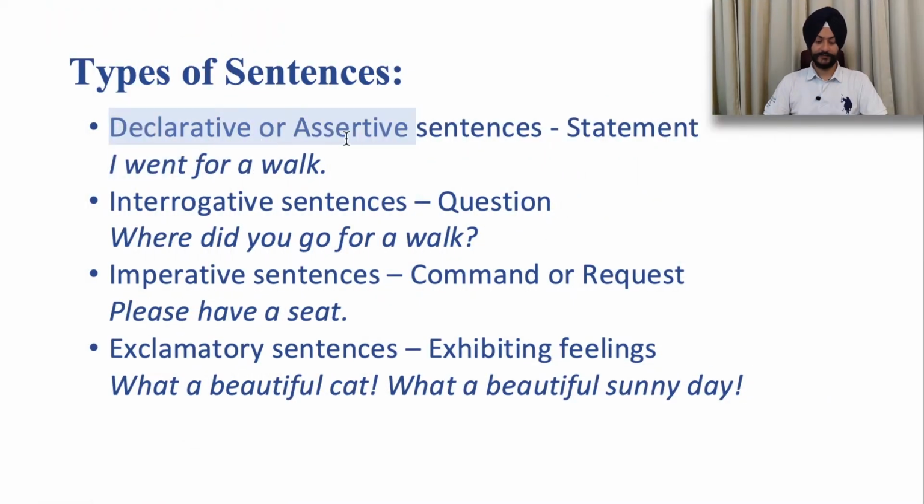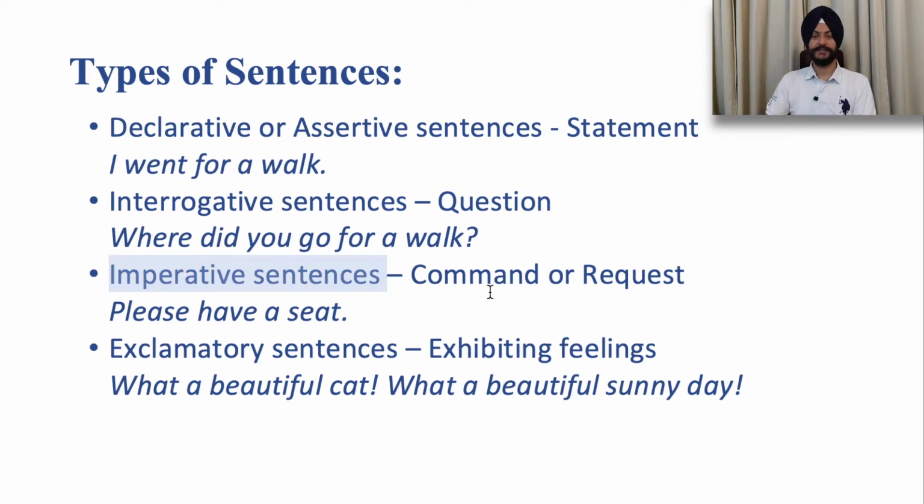First is declarative or assertive sentence, which means a statement type of sentence. For an example, I went for a walk. So I'm just giving a statement that I went for a walk. It's a simple statement. Next is interrogative sentences, which means the sentences that have questions in them. These usually end with a question mark. Where did you go for a walk? Now you see that this sentence ends with a question mark, which means it's a question type of a sentence. Hence, an interrogative sentence.